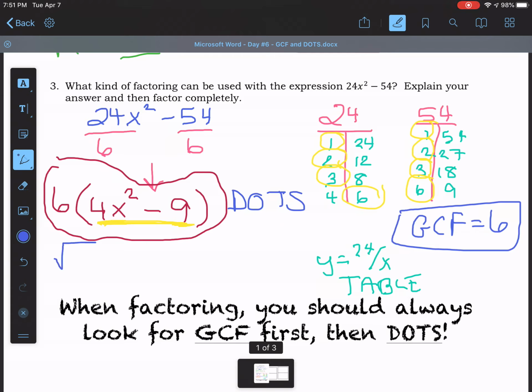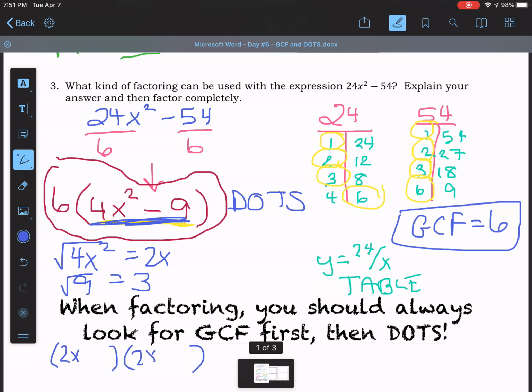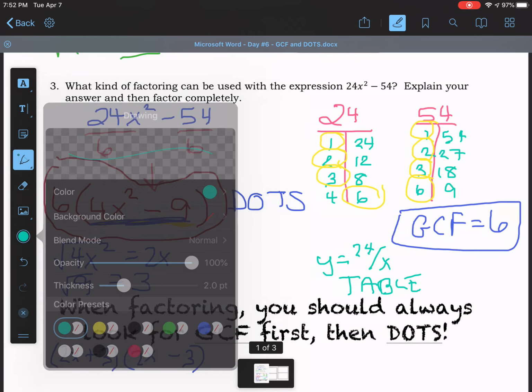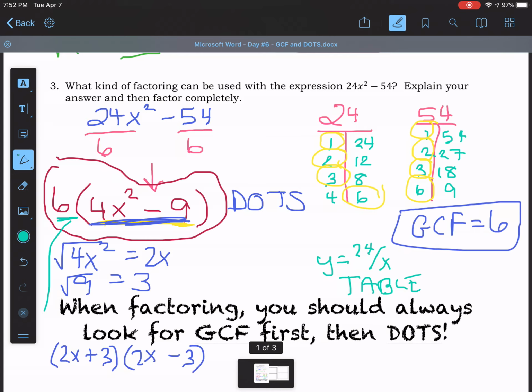So I'm going to take the square root of 4x squared, which gives me 2x, and the square root of 9 gives me 3. I'll write it down here. So this part then, just in the bubble, turns into this. So the 2x goes in the front of each bubble, the 3 goes in the back of each bubble, 1 plus and 1 minus. And we also can't forget that the 6 is still there. The 6 didn't go anywhere. The 6 is still hanging out on the outside.